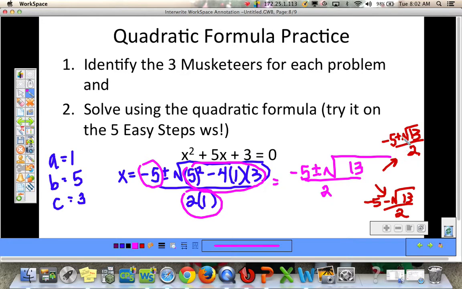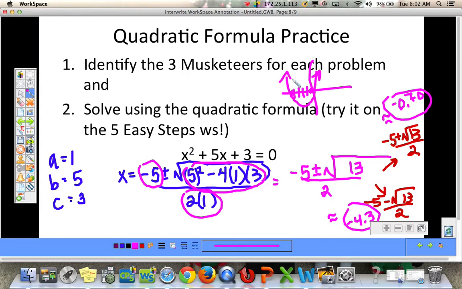So if we type these in our calculator, one answer is approximately negative 0.70 if we round. And this answer right here is approximately negative 4.3. So here are two zeros. And if you were to sketch that function, one would be at about negative 4.3, and one would be at negative 0.7. So here would be your parabola right there.